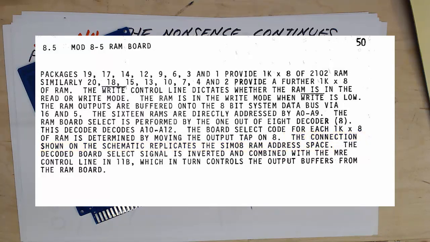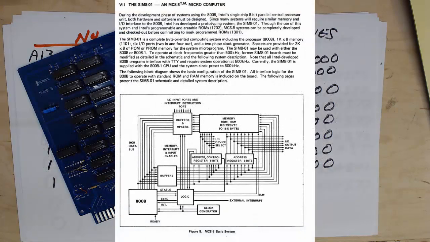It replicates the SIM8 address space, but there were some major differences between this and the SIM8. I think they were trying to make a poor man's SIM8. And the SIM8, by the way, was one of Intel's original tools they put out to try to show people what a microprocessor was.